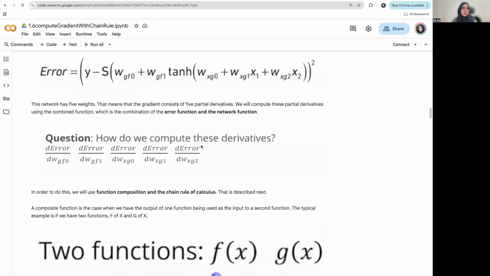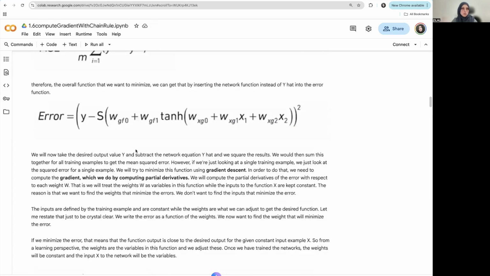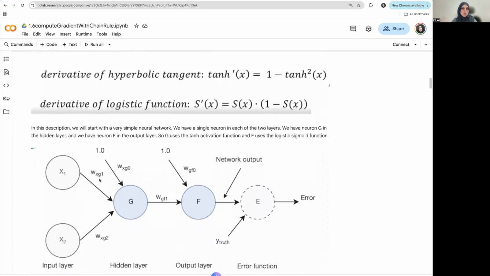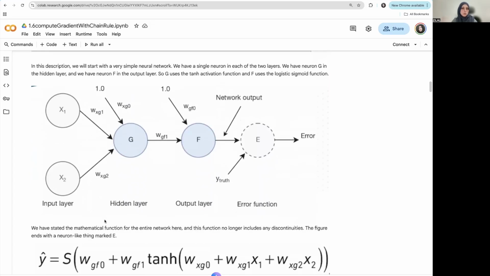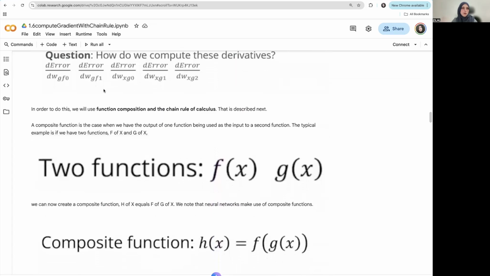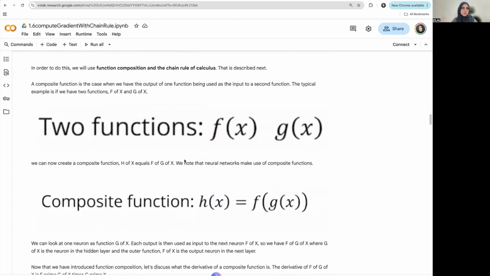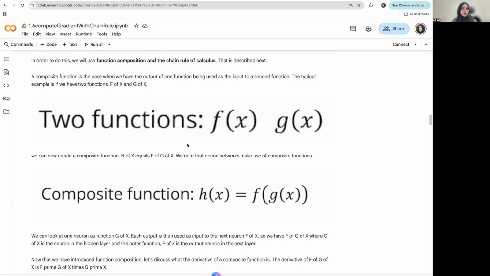But how can we compute these derivatives? So we have the weights, WGF0, this is the bias weight, we have W1, W2, all of these weights. How can we compute these derivatives? Well, we will use function composition and the chain rule of calculus. Let me revisit this by using a typical example.